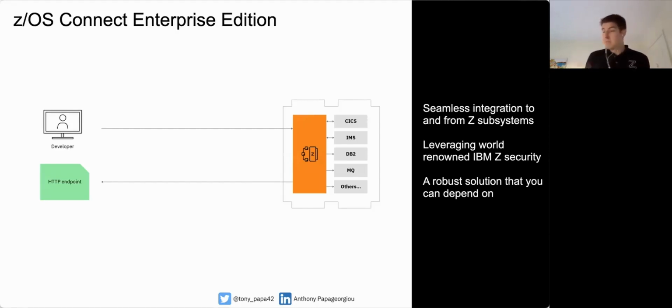That's really all it does. APIs to and from Z. It's probably the simplest IBM product that you ever come across. Obviously, there is a lot more to it.